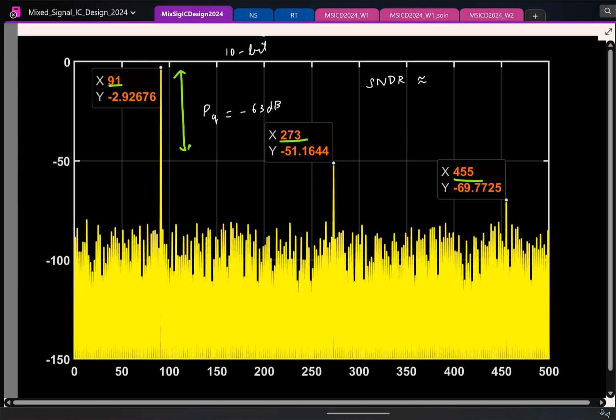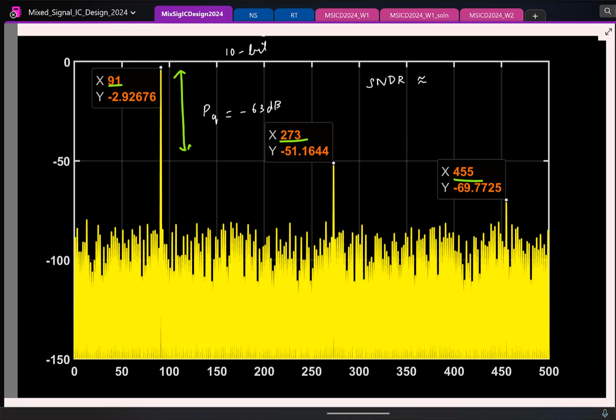Last, you can see, that is again minus 69 dB. That is lower than my quantization noise, so it might not affect you so much. Is that clear? Again, these are all quick back of the envelope calculations, something you should be able to do.